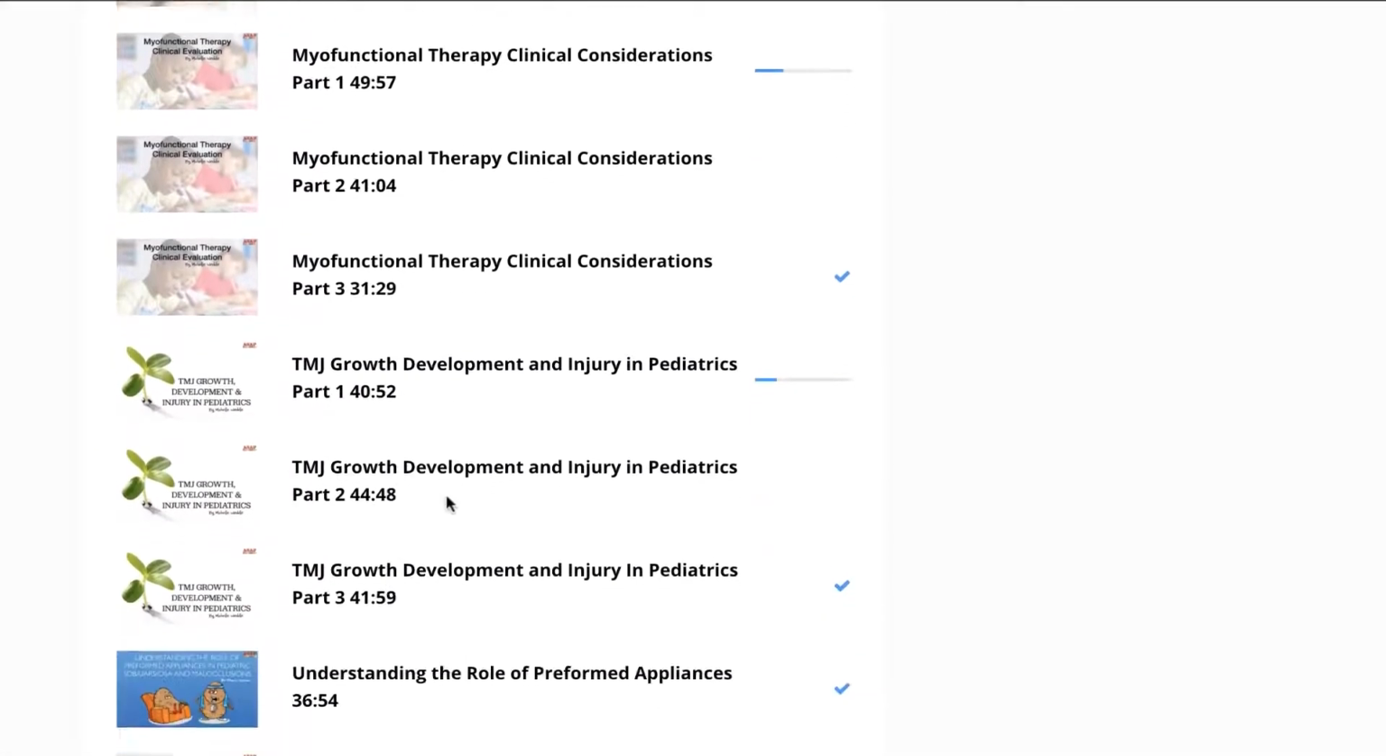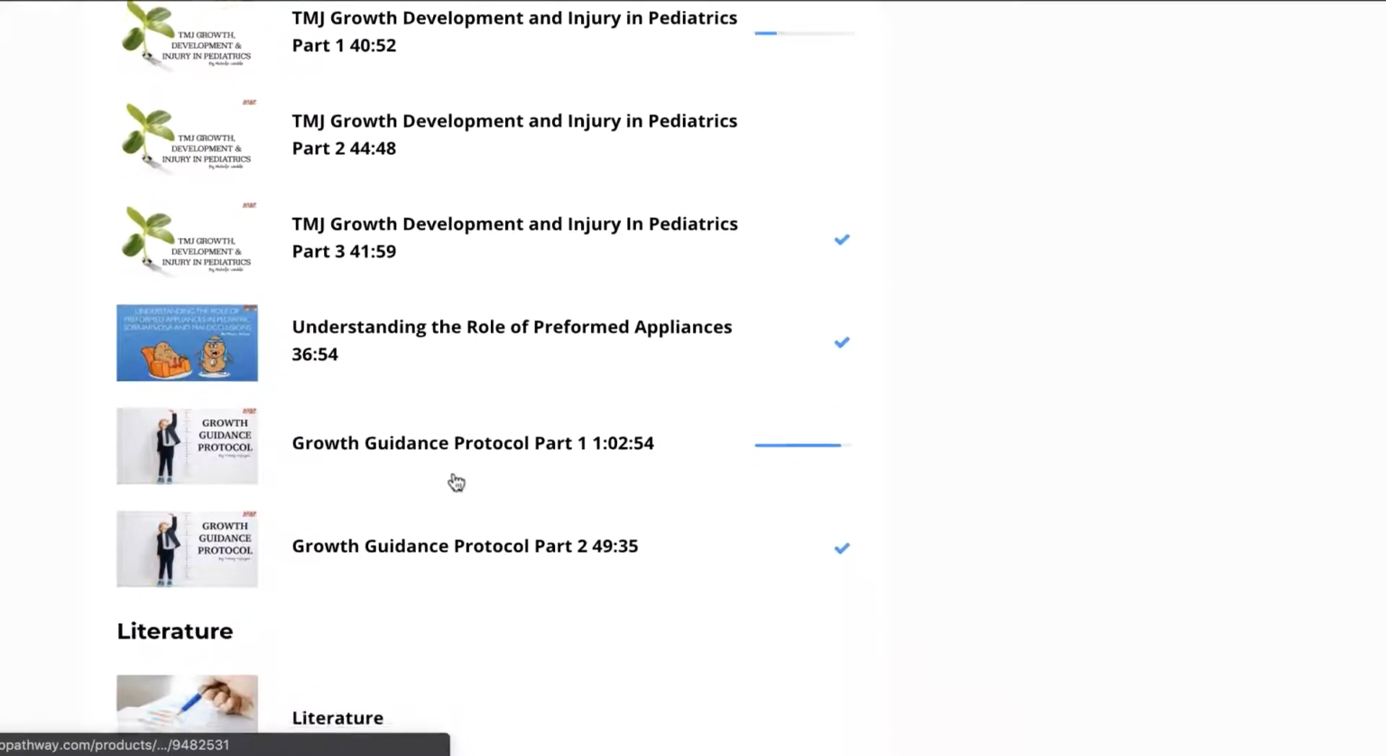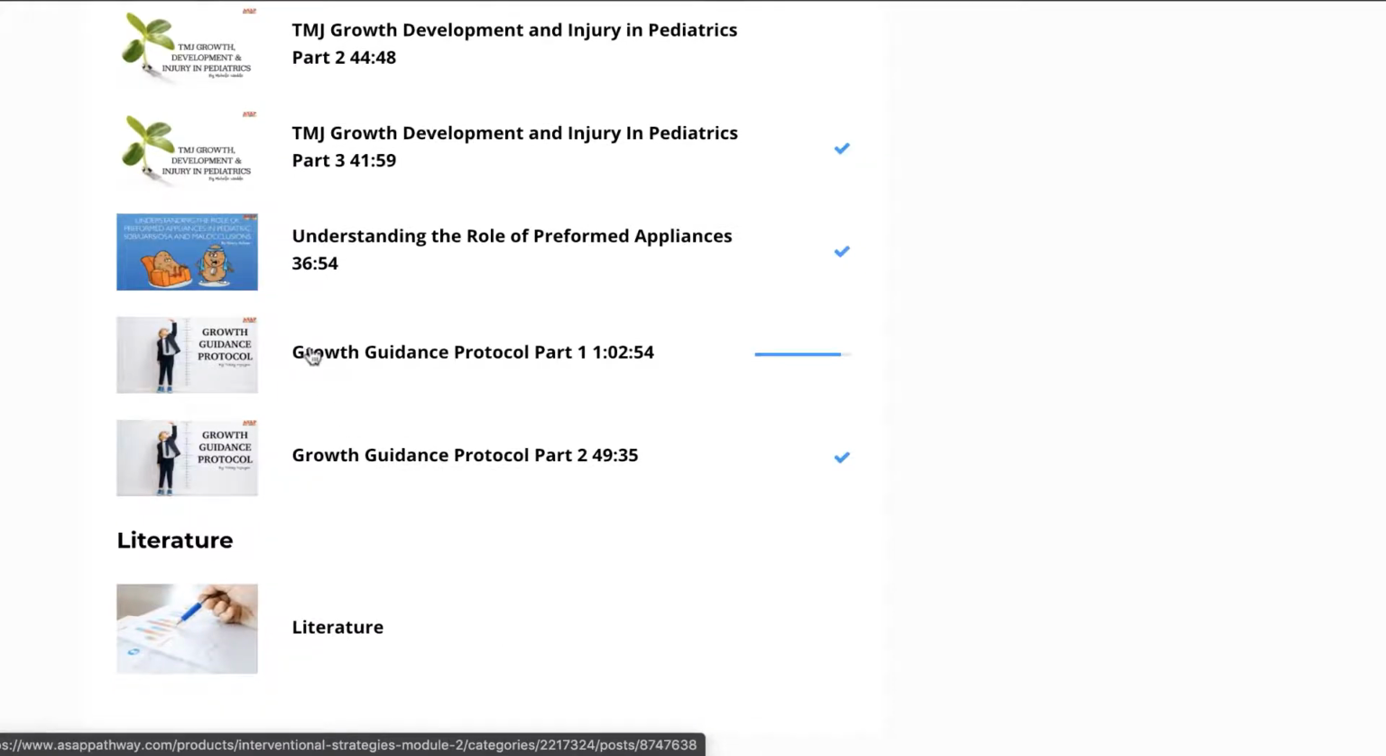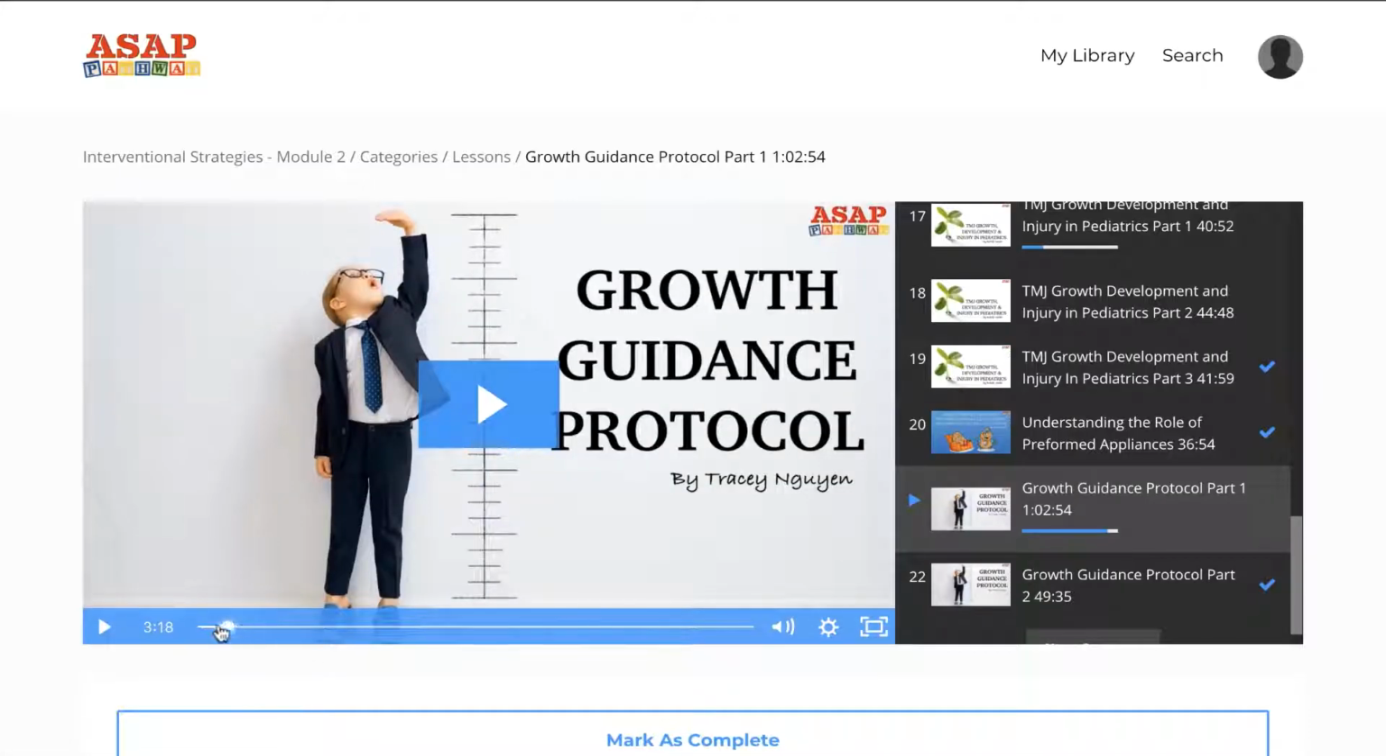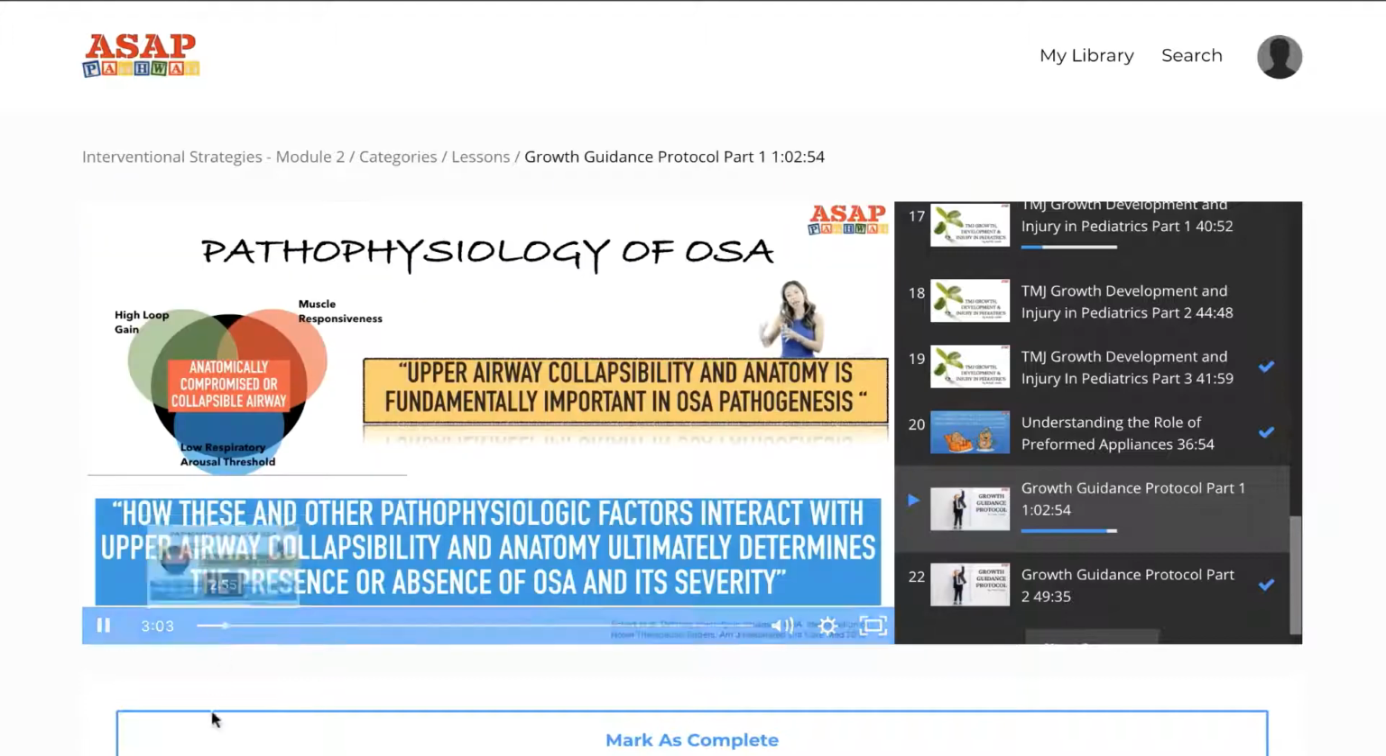Myofunctional therapy, TMJ growth and development, and here's our growth guidance protocol. And I'm just going to play a little bit of a sample so you can see what a presentation looks like.